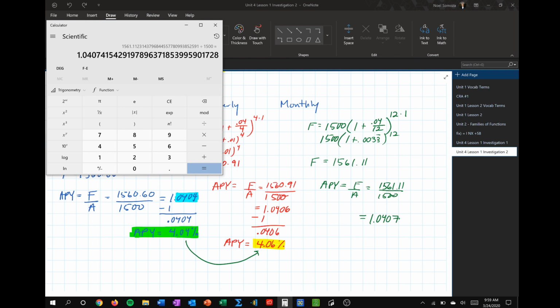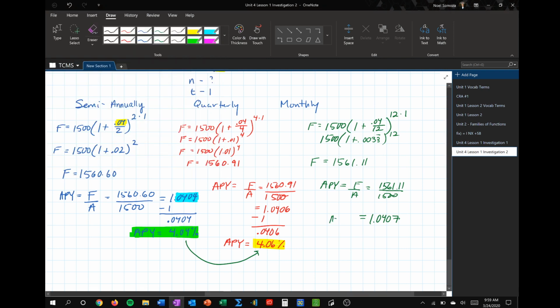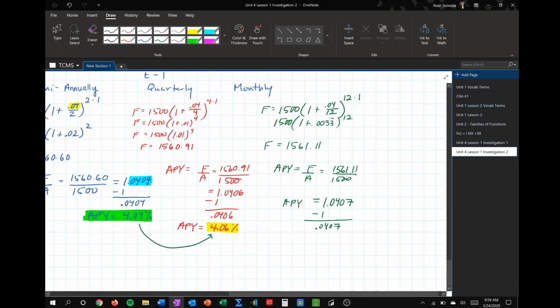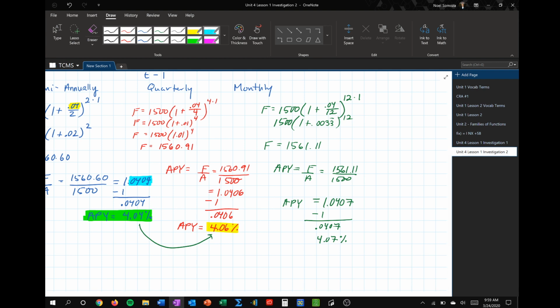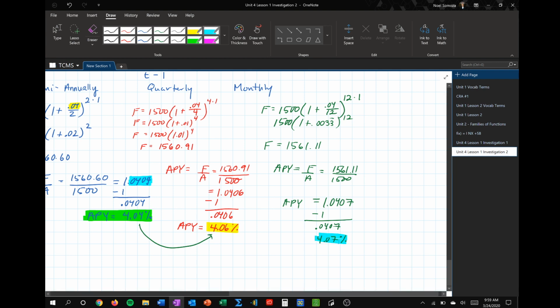And so again, that's not the true APY. We first have to subtract 1 from this, so then it's 0.0407. That means that the entire investment grew by, when I move the decimal over, 4.07%. That's what my entire investment grew by. So it basically gives you a measure of where you start and where you end after that first year.